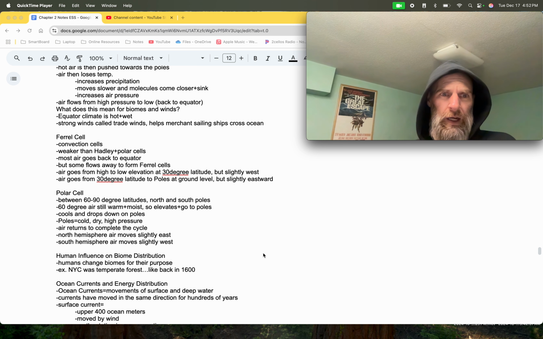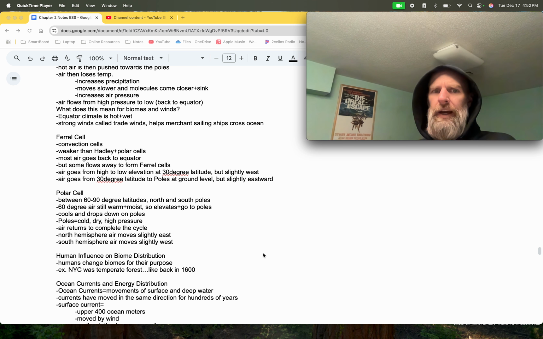Yep. But some flows away to form the Ferrel cells. Air goes from the high to low elevation at 30 degrees latitude, but slightly to the west. Air goes from 30 degrees latitude towards the poles at ground level, but slightly eastward. So if that confuses you, definitely look up an image of it.